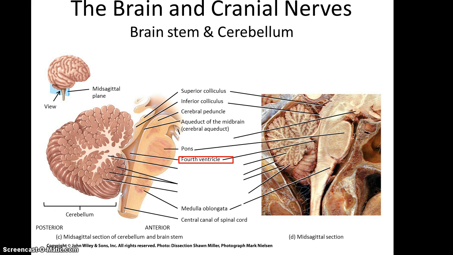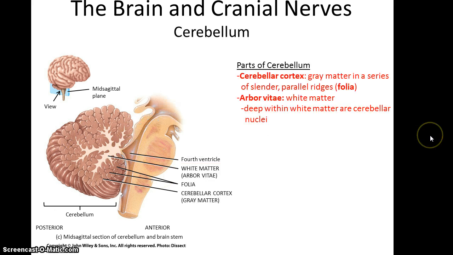So, as we talked about before, the brainstem is actually right adjacent to the cerebellum. These two brain structures are connected, and lying between them is the fourth ventricle. So, let's talk about some parts of the cerebellum. Well, there's the cerebellar cortex.